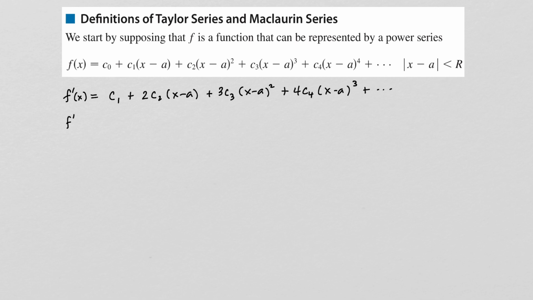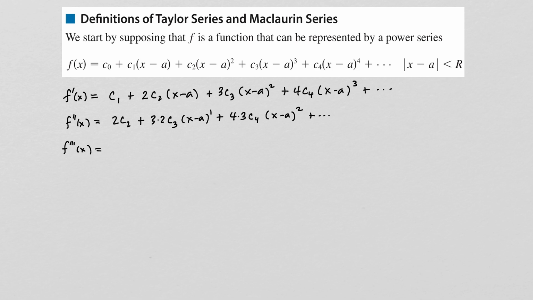Let's go ahead and take the second derivative the same way. Derivative here is 0. Derivative here is 2c2. The derivative here is going to be 3 times 2 times c3 times x minus a to the 1. Derivative of the next term is 4 times 3 times c4, x minus a to the second. And again, this continues.